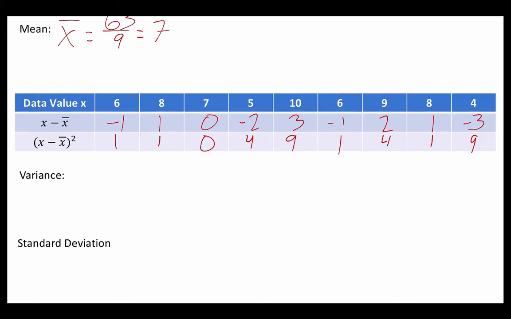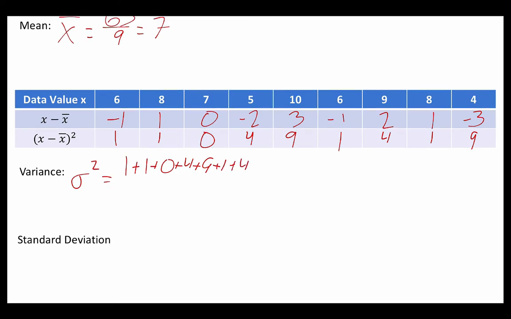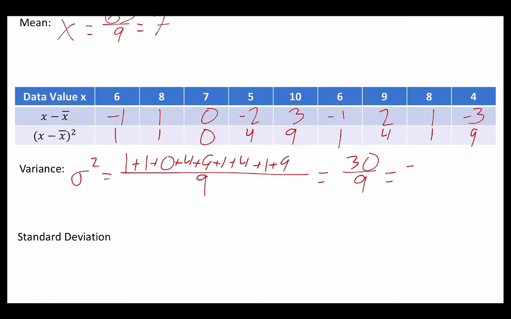Now to find the variance, that's the sigma squared. We're going to take all those values, the 1 plus 0 plus 4 plus 9 plus 1 plus 4 plus 1 plus 9, and divide that by the total number of values. We already figured that out. There are 9 total values. When we add all those up, we get 30 divided by 9. And when we do that, we get 3.3 repeated forever, 3 and 1/3. So that is our variance.